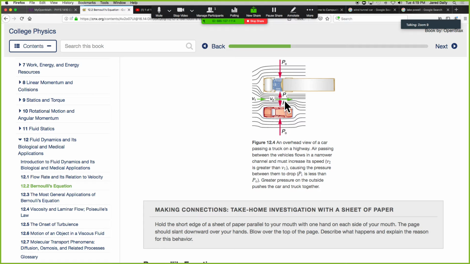No, it gets pulled out of the car. The pressure outside the car actually is lower than the pressure inside the car. So the air inside the car, the pressure inside the car blows the paper out. Great story about that, actually.